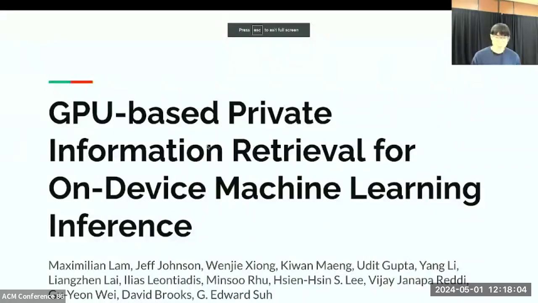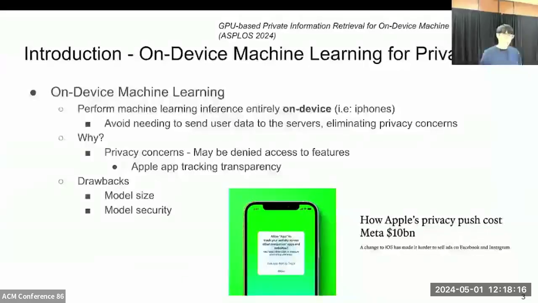Great. Hi, everyone. Thank you for attending my talk. Today, I'd like to talk about our paper, GPU-based private information retrieval for on-device machine learning inference. To introduce the broad context, on-device machine learning inference is a solution to privacy by keeping all of your data on-device and performing your neural network inference on-device. None of the user's data needs to be sent to a central server, which maintains privacy.